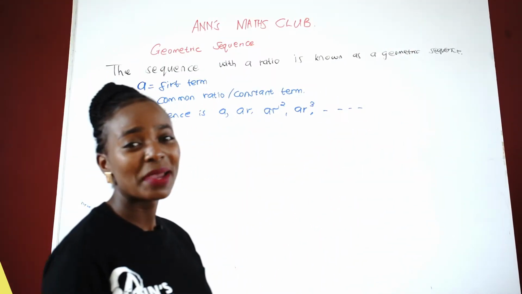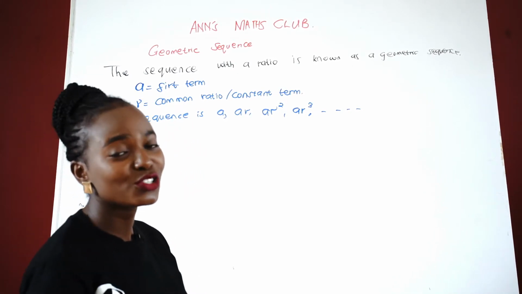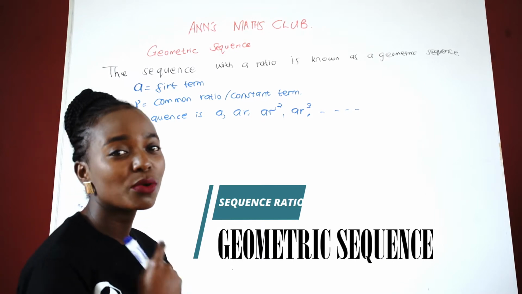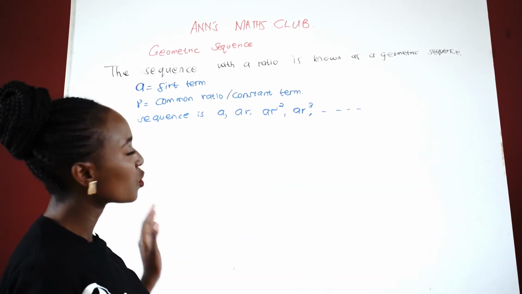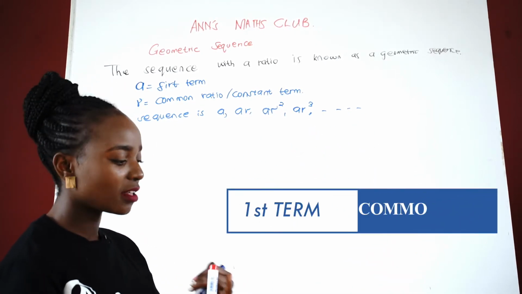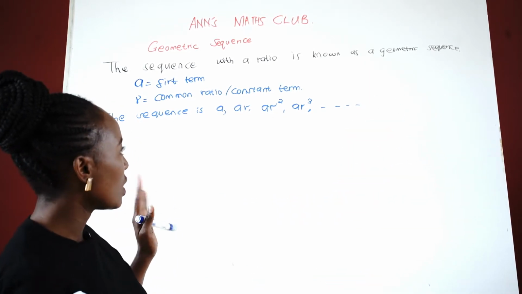Under geometric sequence, we see that the sequence with the ratio is known as the geometric sequence. And here when we talk about the ratio, it's a constant number. So in this topic, you're expected to have two things in mind. We're going to be looking at the first term and also the common ratio. So let us get to it.